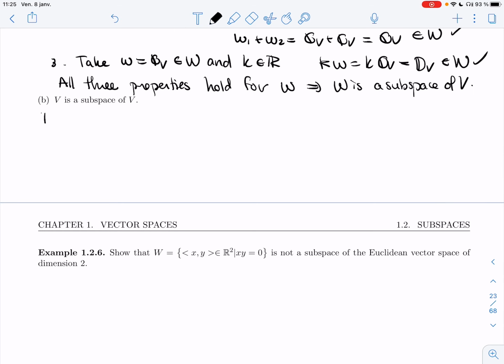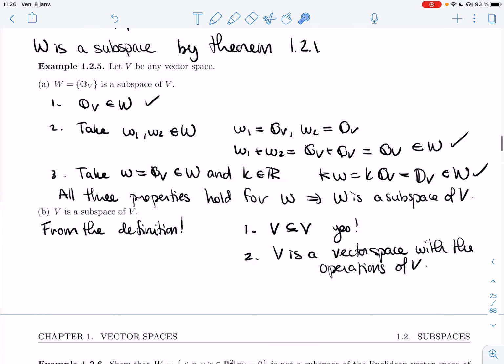Because all we have to check is that V is a subset of V, and V is a vector space, sorry, with the operations of V. Well, that comes from the hypothesis here. We're given that V is any vector space, and so this V, the smaller one, which is actually the same size, is a vector space. And so by the definition of subspace, V is a subspace.